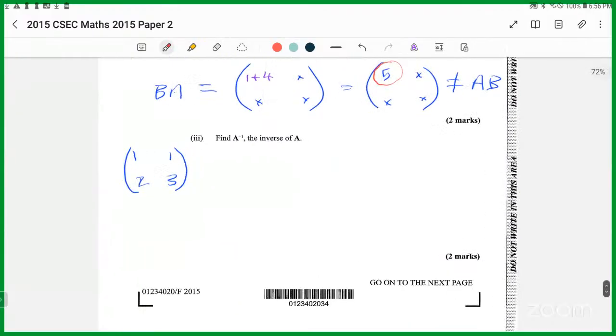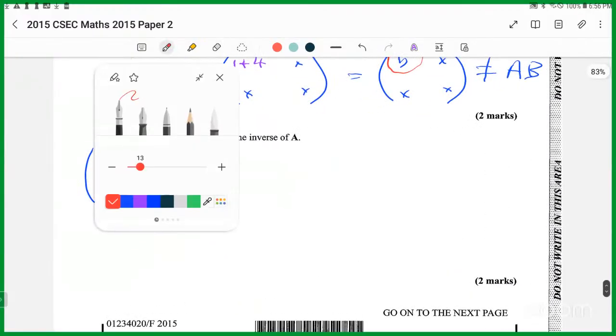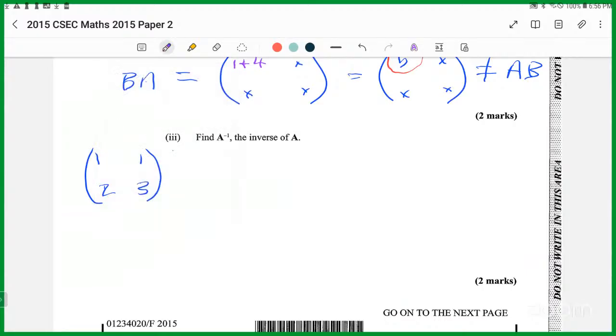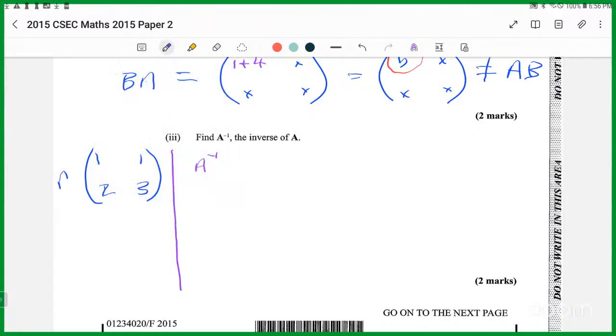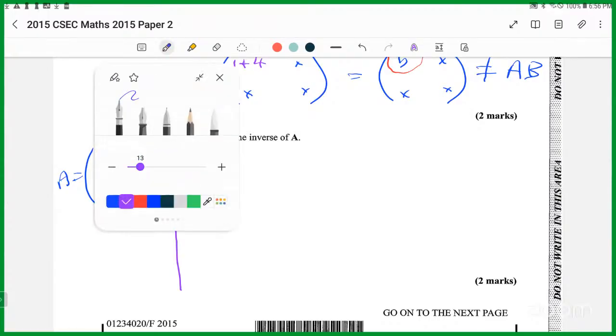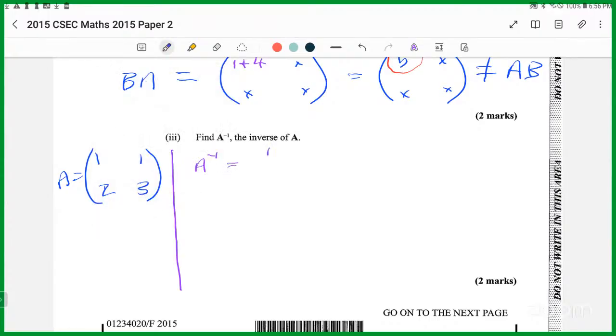Alright. This is A, right? I want to work out A to the minus 1. So A to the minus 1, this is A, is equal to 1 over the determinant of A times the adjoint of A, which is 1 over.